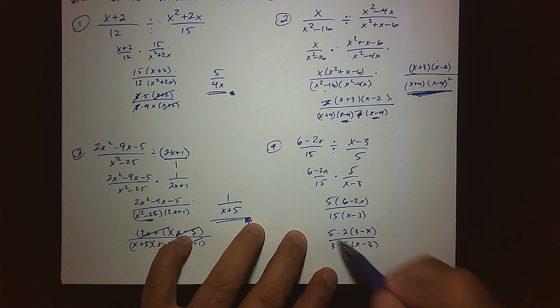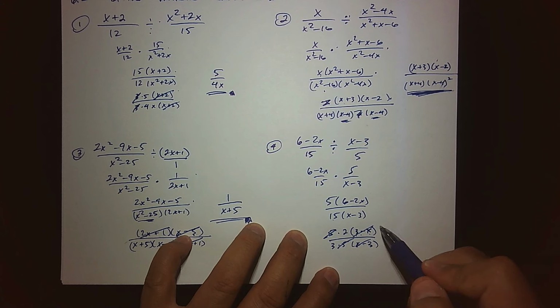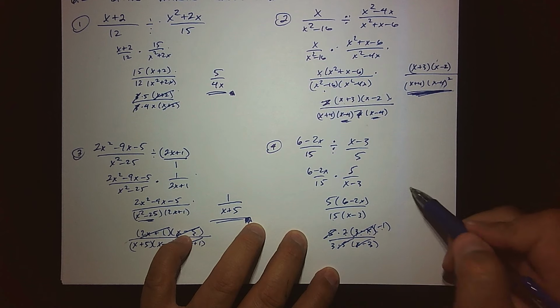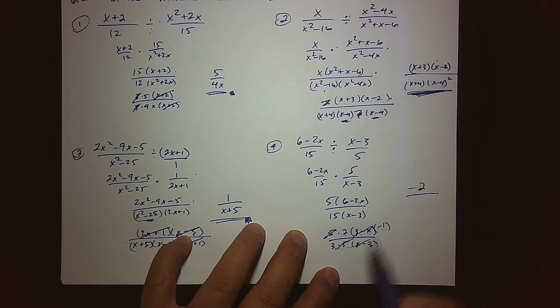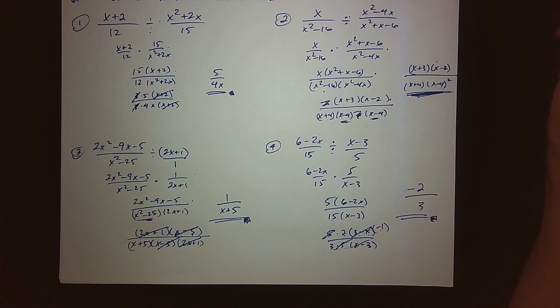Okay, clearly the 5s are common. And then there's that little idea, right? 3 minus x and x minus 3, right, they're not the same, but they're off by a negative 1. So when I divide that out, what's left is a negative 1. So I have 2 times negative 1 in the numerator, and it looks like I have 3 left in the denominator, and so that would be our final answer for that guy.